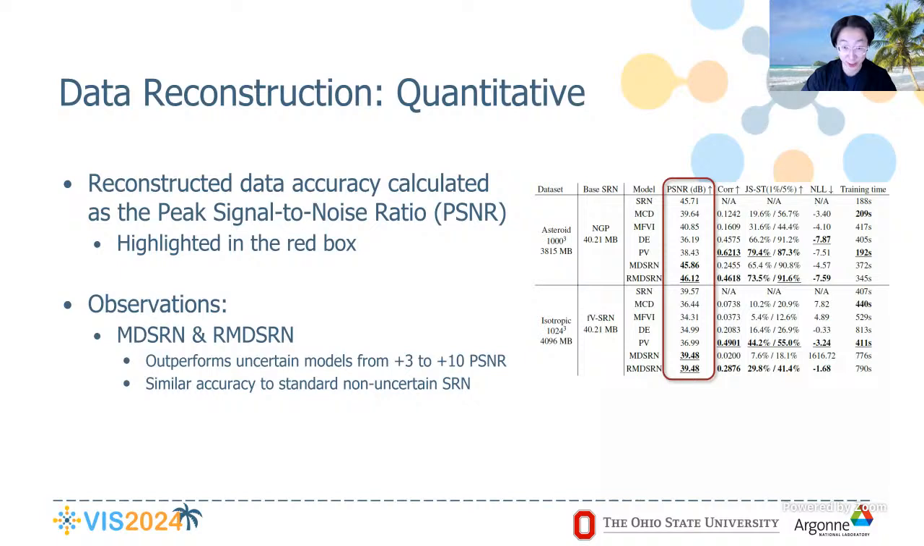For data reconstruction, we evaluate using the PSNR, and we see that our models, MDSRN and RMDSRN, surpass other models significantly, while also having a similar performance to a standard SRN in the first row of each dataset. This reveals the advantage of our model in providing uncertainty quantification while maintaining competitive accuracy for a specific parameter budget. However, we do observe the limitation of the extended training time for our ensemble-based method.